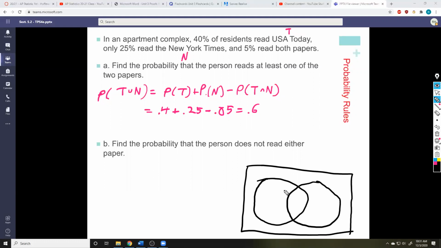Oh, the second circle went better. That's a bit better. All right. So we are going to use T for the USA Today. We're going to use N for the New York Times. So first off, the overlap is the easy part. The overlap is 0.05.